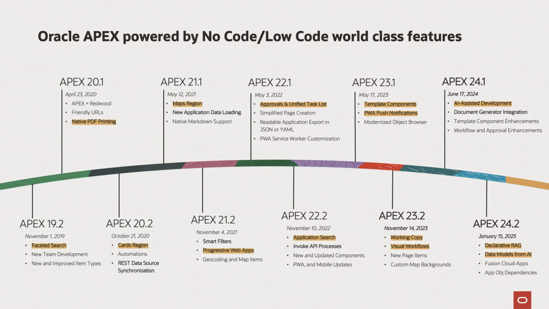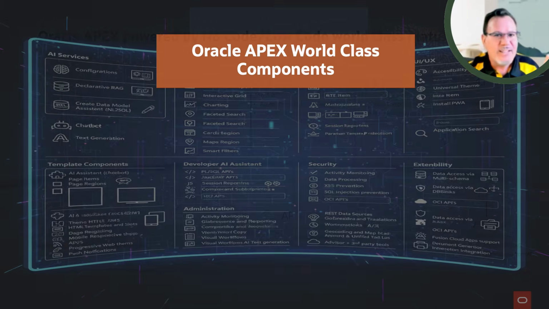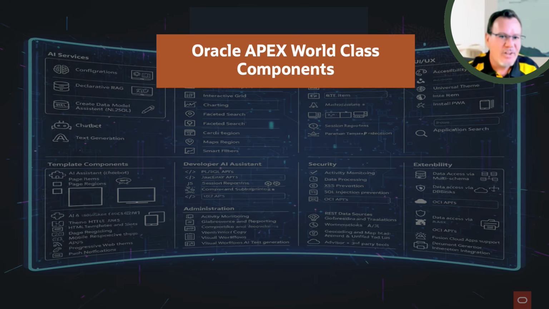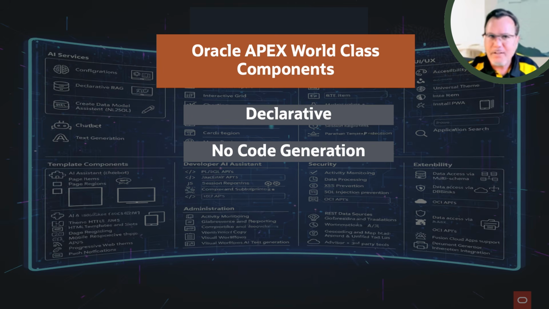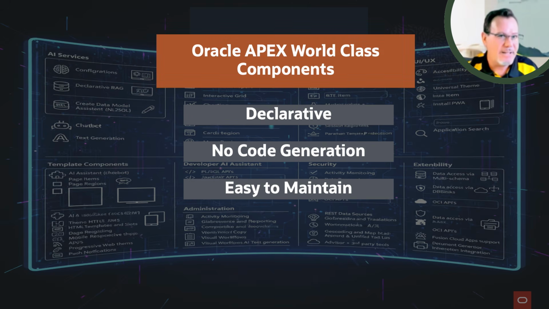And with our latest release of Apex, there's now support for data models being created using AI, as well as declarative RAG, which goes above and beyond just a simple invocation of the interaction of a chatbot. Boils down to the fact that these world-class components are declarative in Apex first. No code is generated as an Apex developer builds out an app in this way, and it becomes easy to maintain. And that is a critical step in understanding how all this fits together because of all those world-class components.